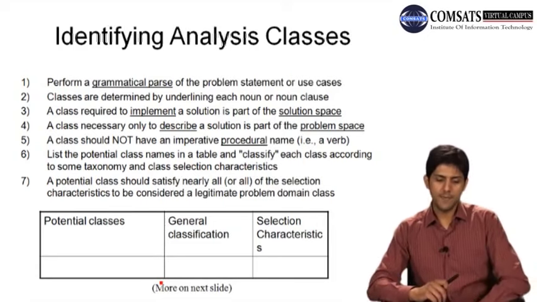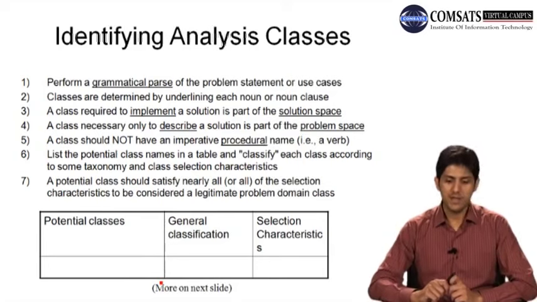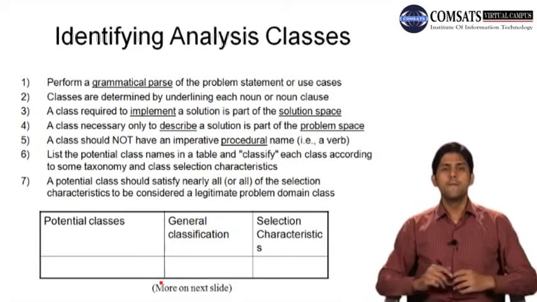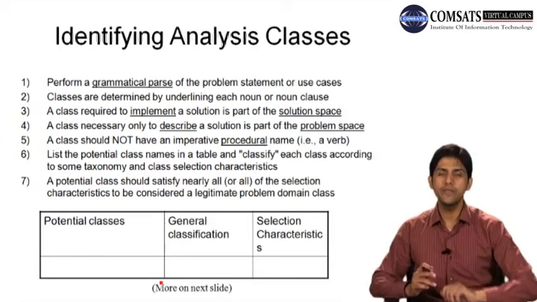You should come up, maybe you should categorize it better. Okay, Ji. List the potential class names in the table. So what do we do actually? Whenever we identify these potential classes, what should we do? We write the name of all these potential classes.